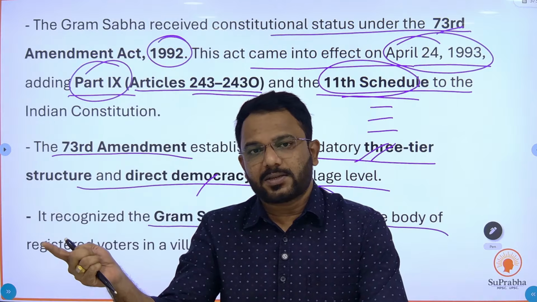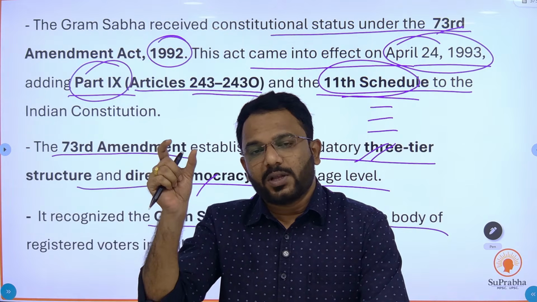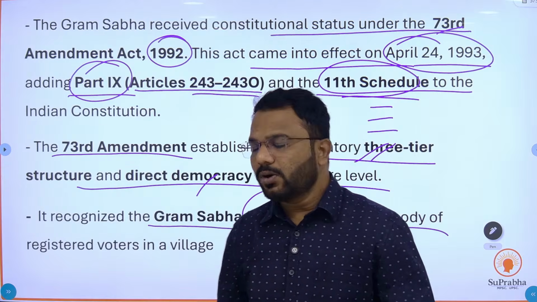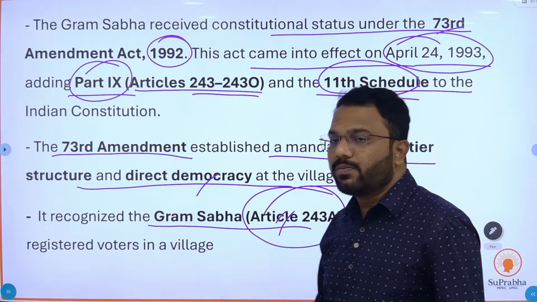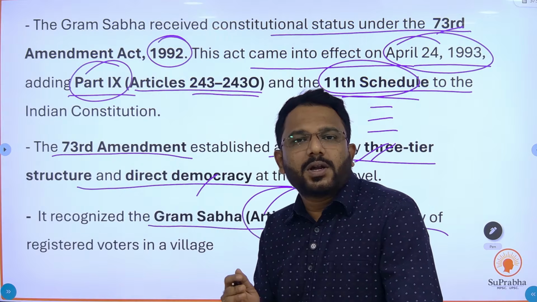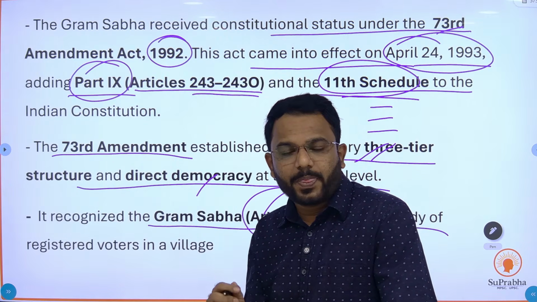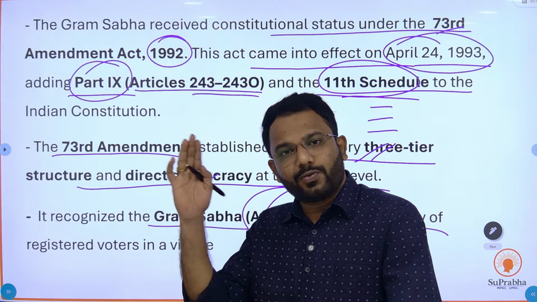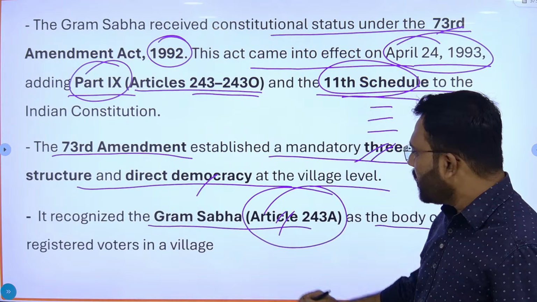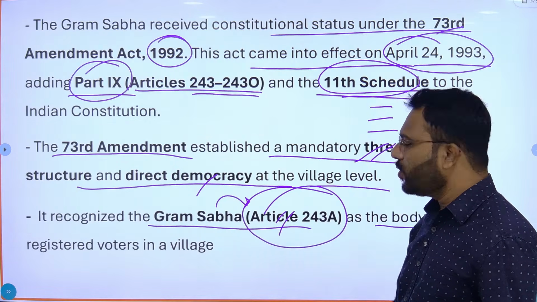And in the next column they will give you the articles which are related to it, and you have to match the pairs. So it is important that you should remember, not each and every, but the most important articles related to this chapter, starting from 243A to 243O of Panchayati Raj. So Gram Sabha is related to 243A.